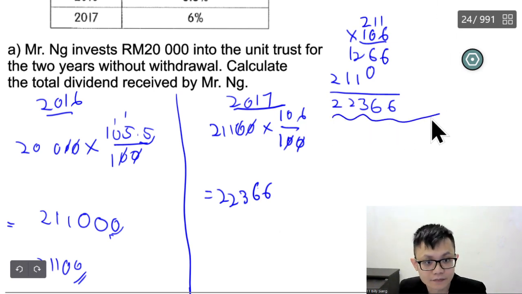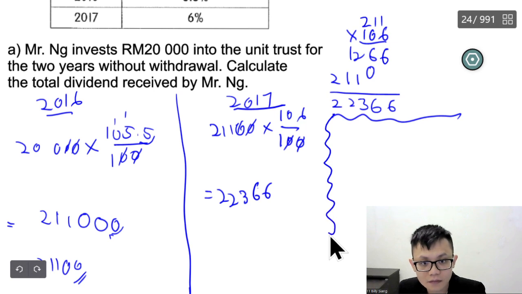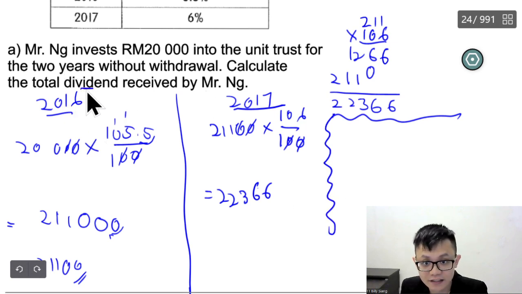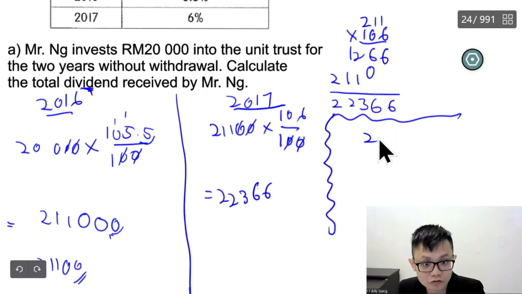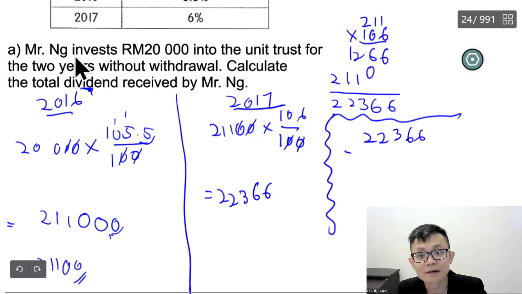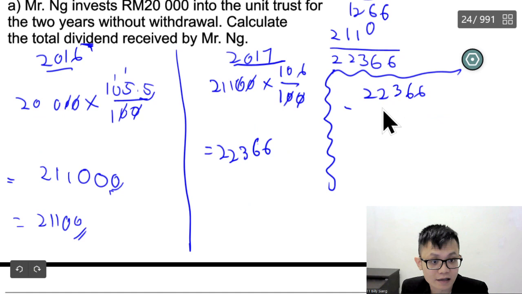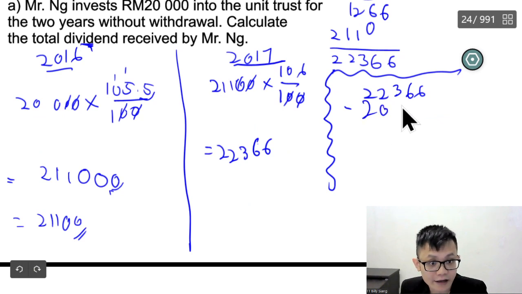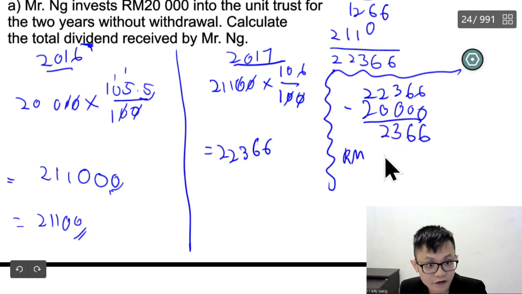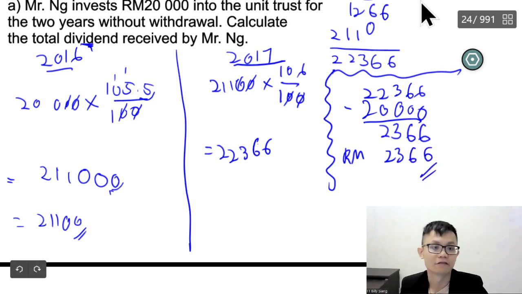But let's put the line here. He asked how much dividend, so I need to use 22366 minus the money that Mr. Ng invested, which is 20,000. So minus 20,000, I will get 2366. So the final answer will be 2366, the dividend that Mr. Ng gets.